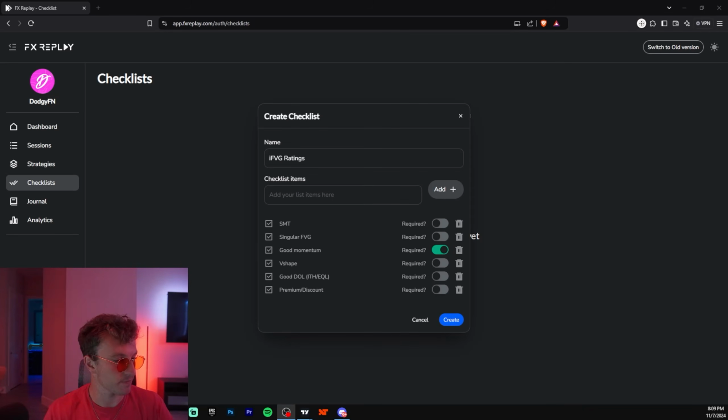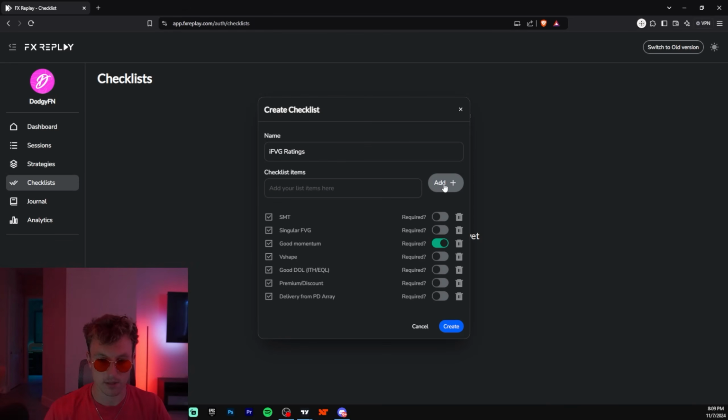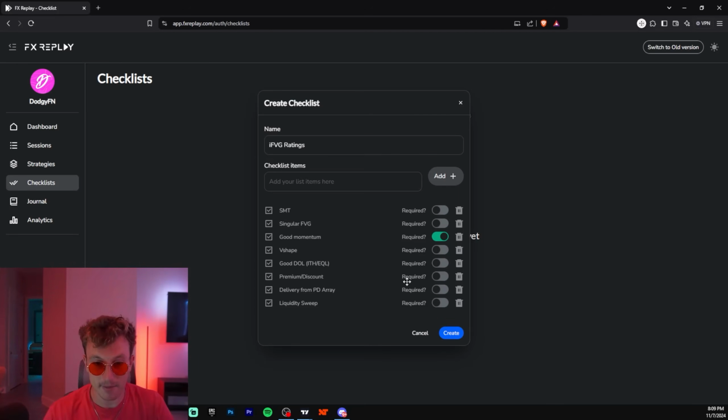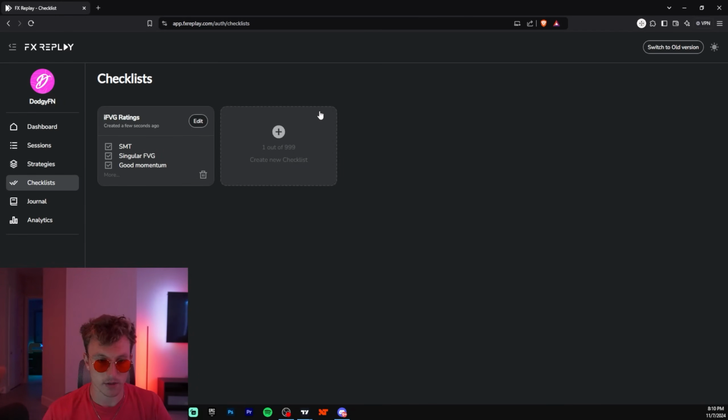So we're gonna do that. And then, oh yeah, delivery from PD array, add, and then liquidity sweep. And I'm gonna make liquidity sweep required, I think. Okay. So we're gonna do that. I think that's good. We're gonna do create.